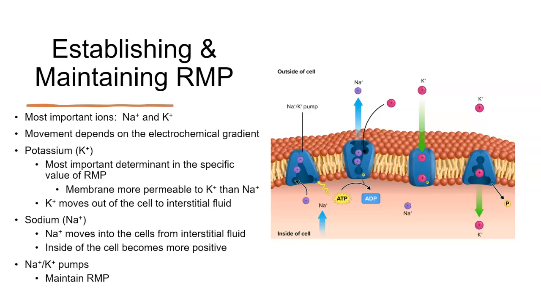So the membrane is more permeable to potassium than sodium. So potassium's going to move out of the cell and into the interstitial fluid. Sodium moves into the cells from the interstitial fluid, and that causes the inside of the cell to become more positive. Now, the sodium-potassium pumps are going to be important in maintaining that resting membrane potential that is established by the moving back and forth of the sodium and potassium ions. Now, we're going to get deeper into that later. Let's just get the big picture for now.